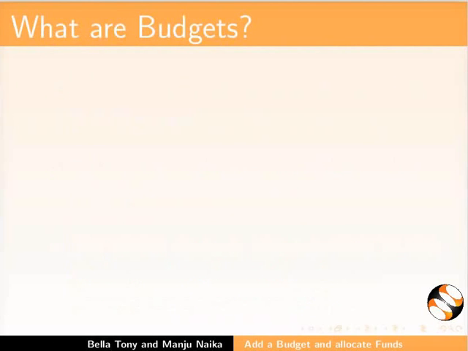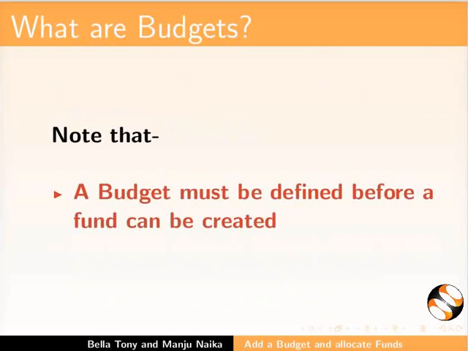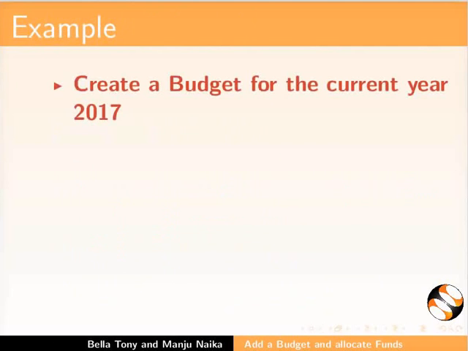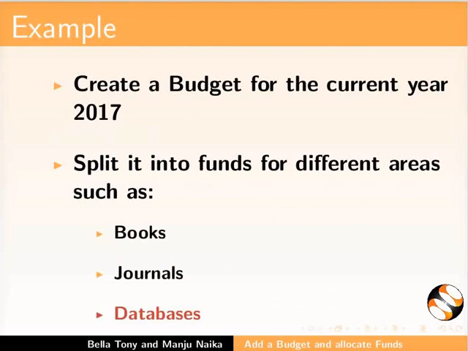Let us go ahead and learn how to add a budget. Before we begin, let us understand what are budgets. Budgets are used for tracking accounting values related to acquisitions. A budget must be defined before a fund can be created. For example, create a budget for the current year 2017. Split it into funds for different areas such as books, journals, and databases.